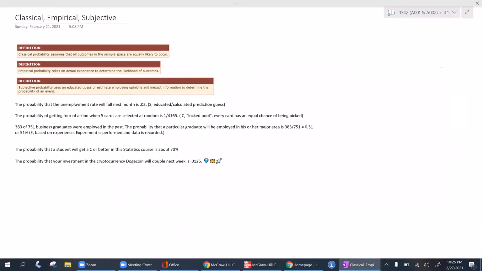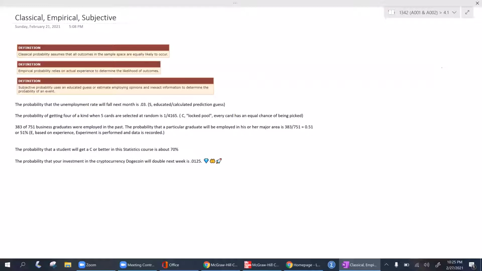Now to some definitions. We need to be able to distinguish between 3 types of probability. We have classical probability, that assumes that all outcomes in a sample space are equally likely to occur. We have empirical, which relies on actual experience, on actual data, data taken to determine the likelihood of an outcome.